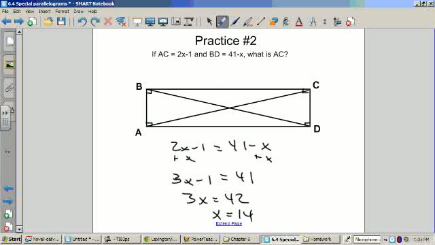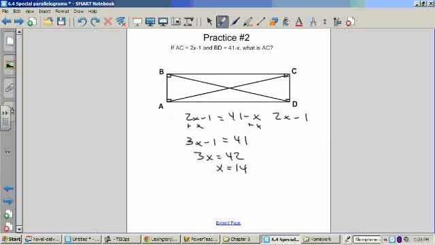They didn't ask me what x was, though. They asked me what is AC. Well, AC is equal to 2x minus 1. I know that x is equal to 14, so I get 2 times 14 minus 1. 28 minus 1 is 27. AC is 27.